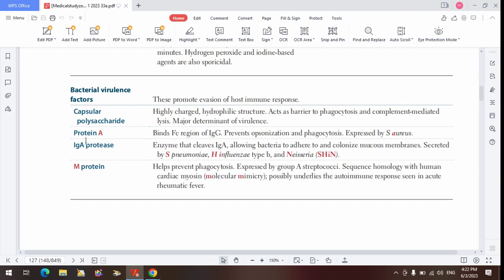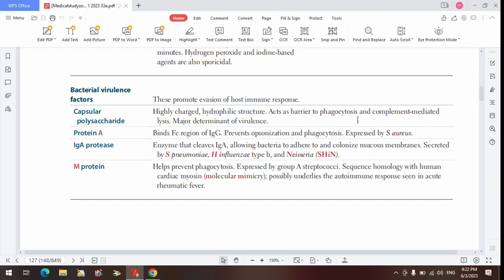But the most important one is actually capsular polysaccharide. So you guys can see capsular polysaccharide questions in your exam. The capsule is made up of polysaccharide and it is a highly charged, hydrophilic structure. It majorly acts as a barrier against phagocytosis and complement lysis.